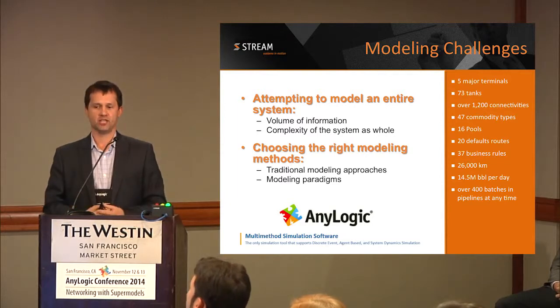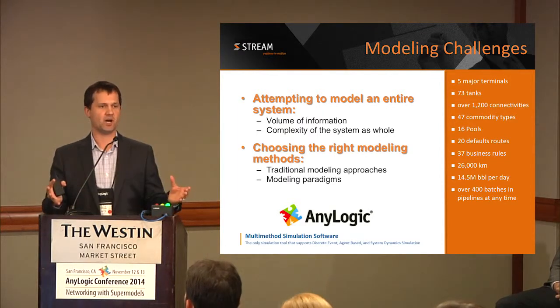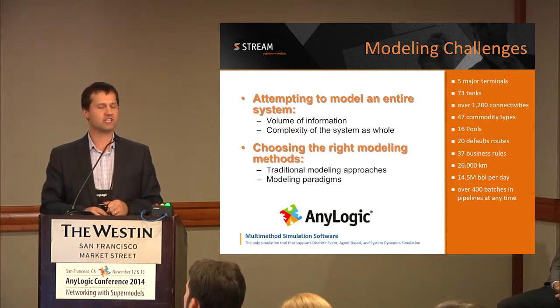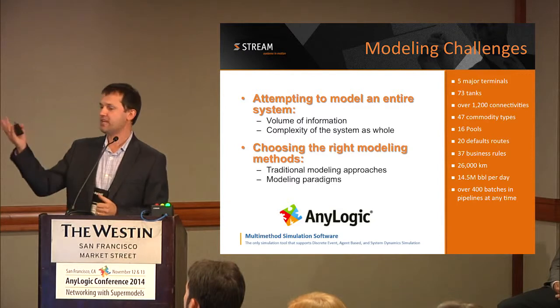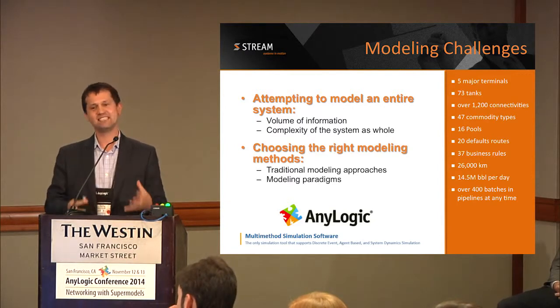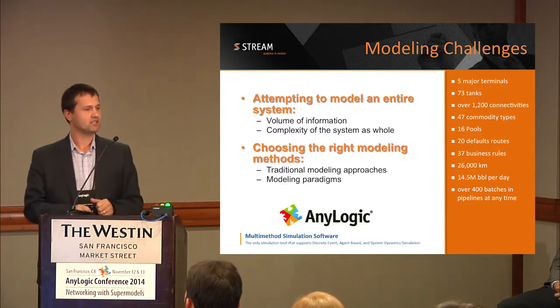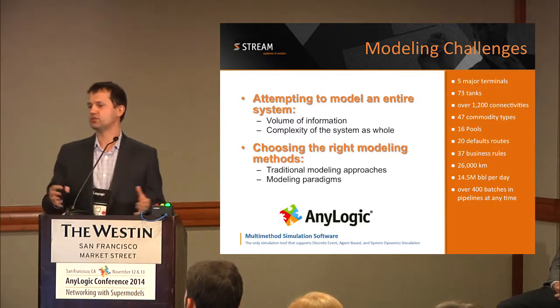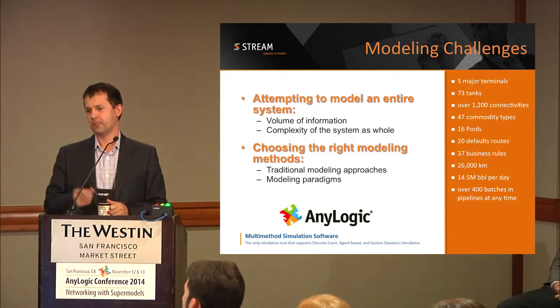As a result, our approach was a modeling challenge. What is the abstraction level we're going to take with that entire system that doesn't talk only about pipelines? Add now 47 commodity types, add now 73 tanks, add some major terminals and 26,000 kilometers, not just 5 miles, which is approximately 9,000 kilometers. Now you just triple and quadruple all your complexity on that level.